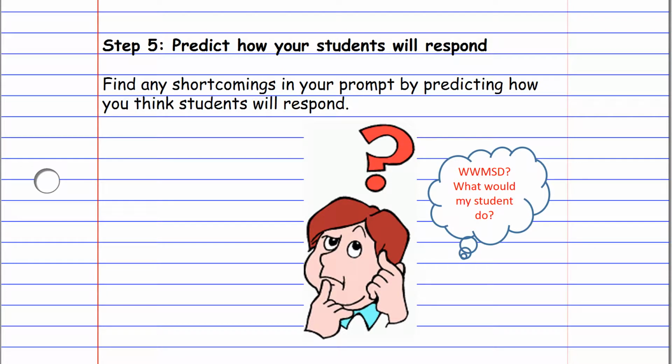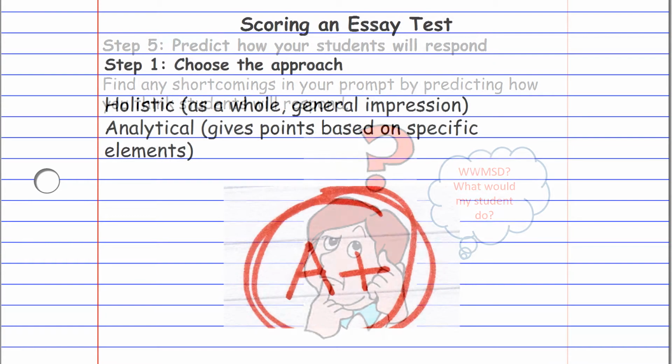The final step is to predict how your students will respond. This can help you find shortcomings in the essay prompt. Now that you know how to build an essay item, let's explore how to score them. Again, there are 5 key steps to follow.